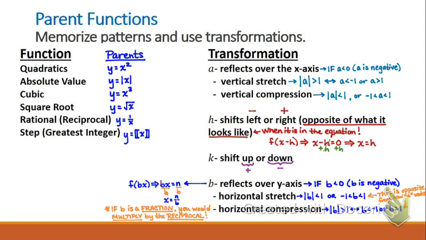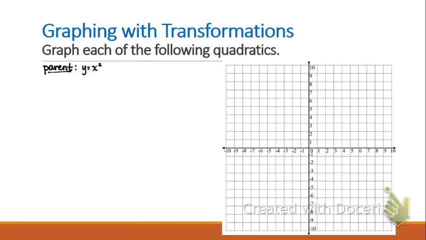And if b is a fraction, then you would multiply by the reciprocal. That's why it's going to result in a stretch. So if I have a fraction or a decimal out there, I'm going to multiply by the reciprocal, and that will stretch it horizontally. All right, we are going to practice graphing a couple quadratics using transformations.